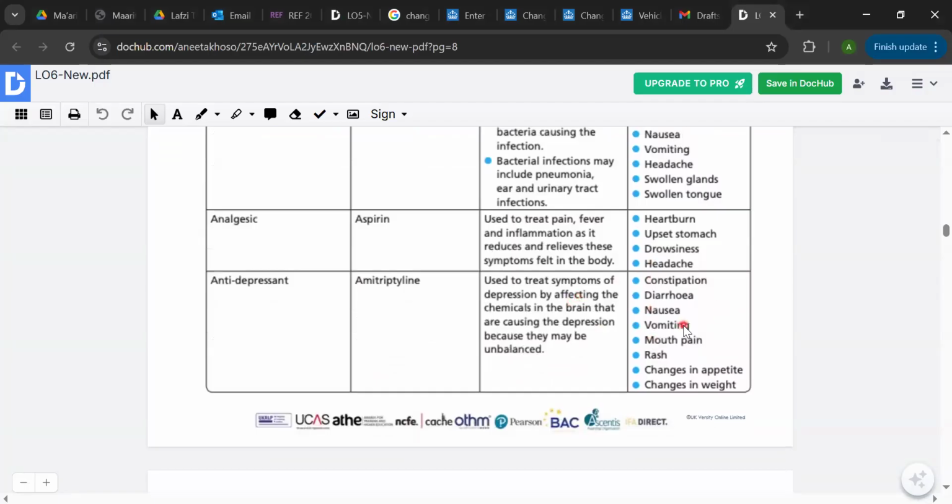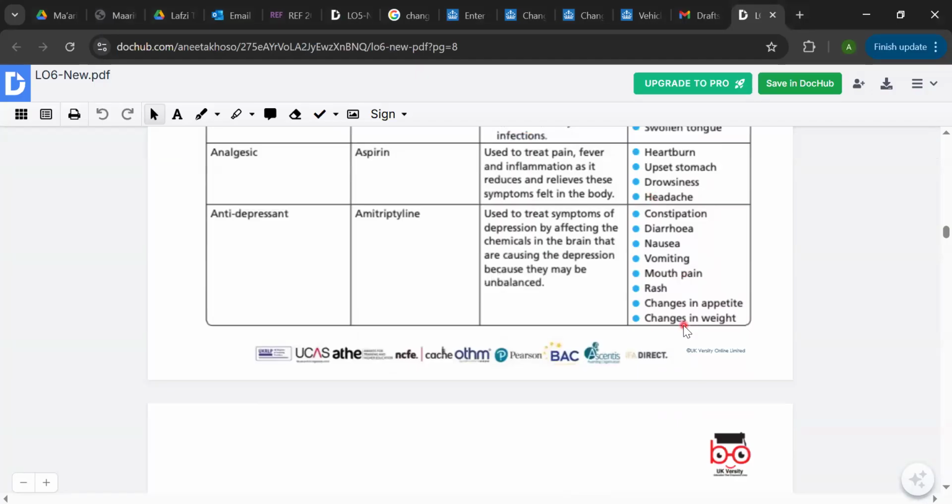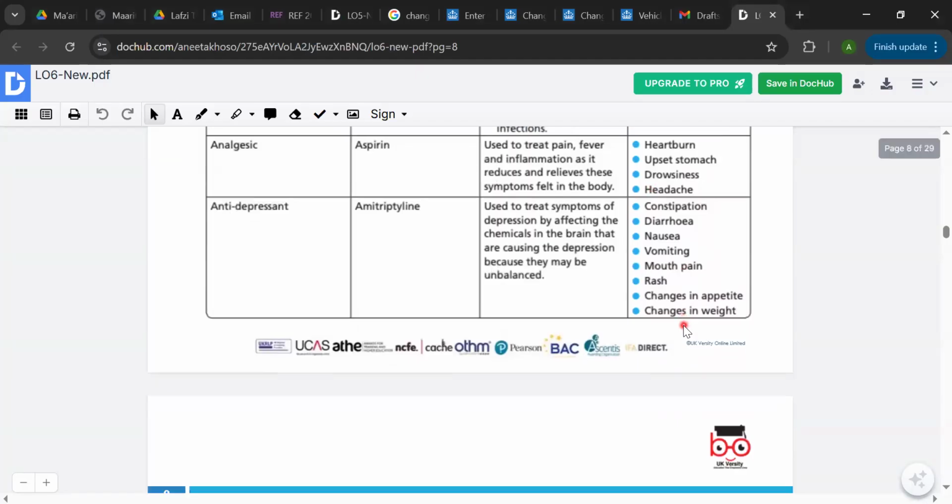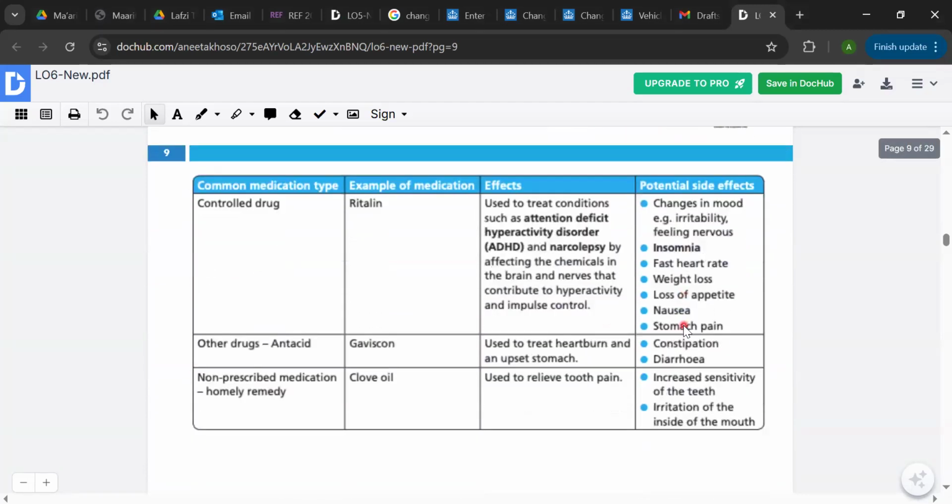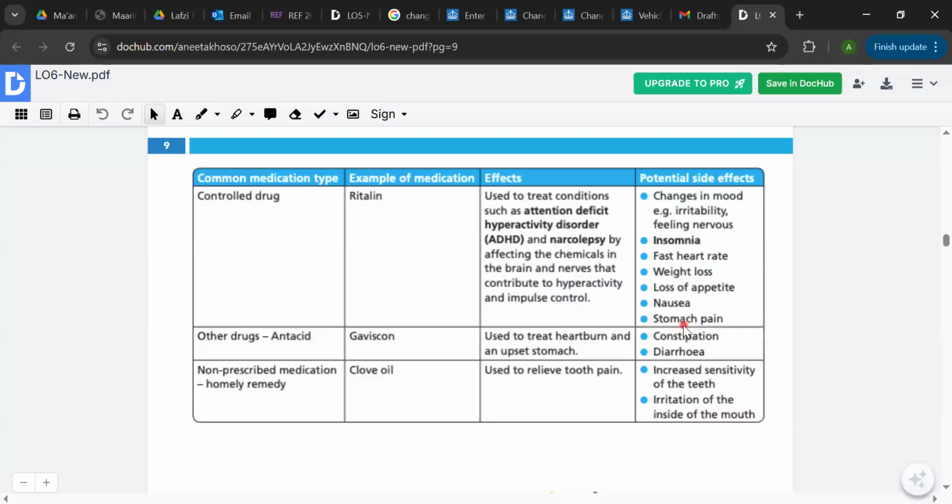Antidepressants such as amitriptyline are used to treat symptoms of depression. They can cause constipation, diarrhea, nausea, vomiting, mouth pain, rashes, changes in appetite, or change in weight. Some controlled drugs such as Ritalin are used to treat conditions like attention deficit hyperactivity disorder, ADHD, or narcolepsy, by affecting the chemicals in the brain and the nerves that contribute to hyperactivity and impulse control. What adverse symptoms could they develop? You could have a fast heart rate, insomnia, where you can't sleep properly, loss of appetite. There are other symptoms like nausea or stomach pain, etc.